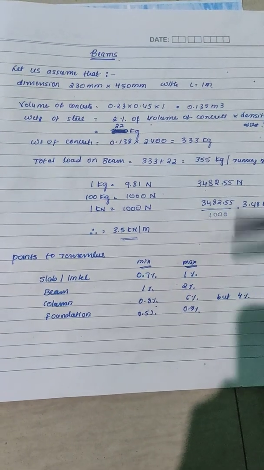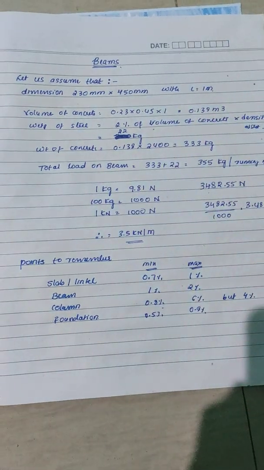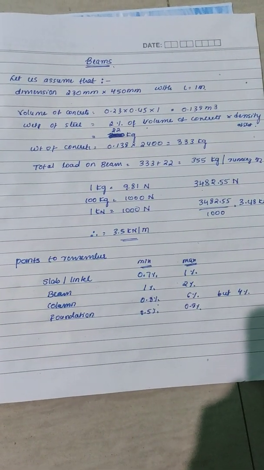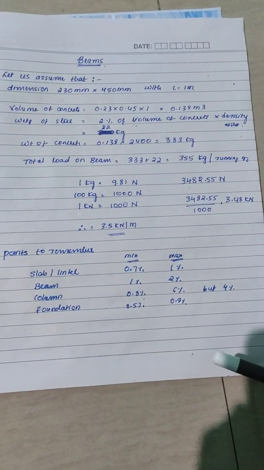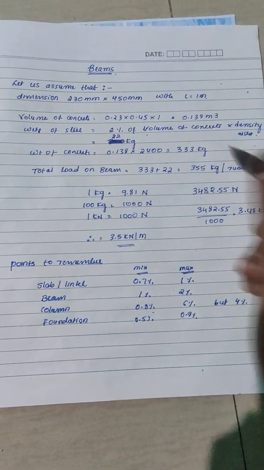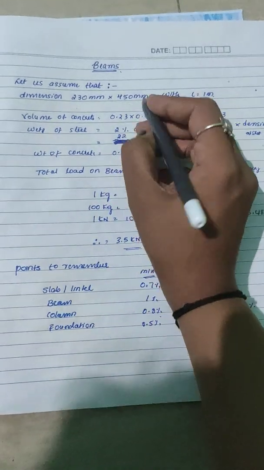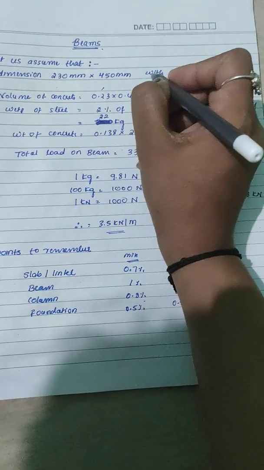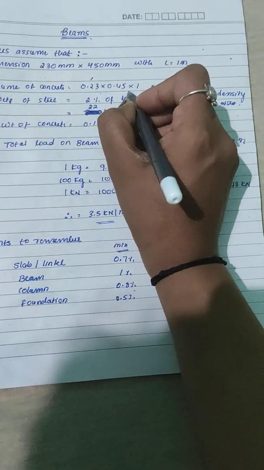So in beams, here also let us assume that the dimension of the beam is 230 into 450 with running meter length as 1 meter. Okay, here also same thing, you need to calculate the volume of concrete, weight of concrete plus weight of steel. Similarly, volume of concrete is nothing but length into breadth into depth, so it is 0.23 into 0.45 into 1.